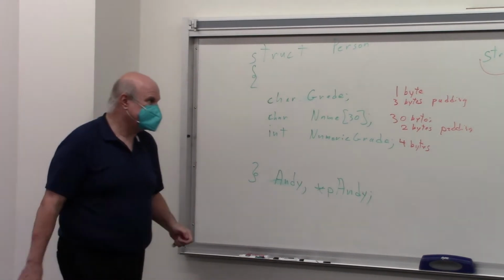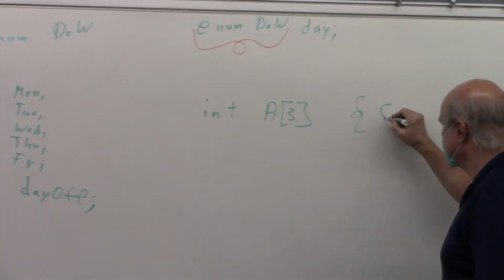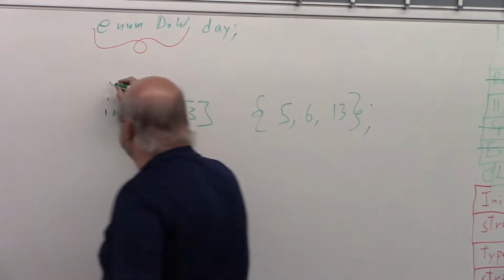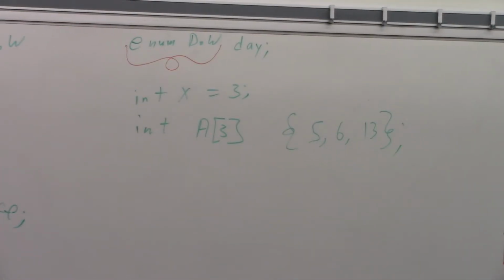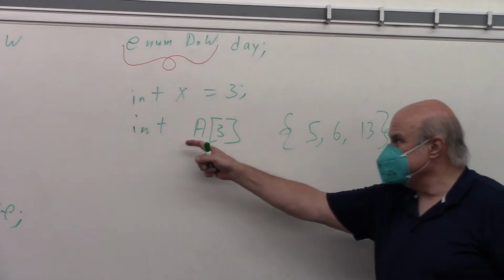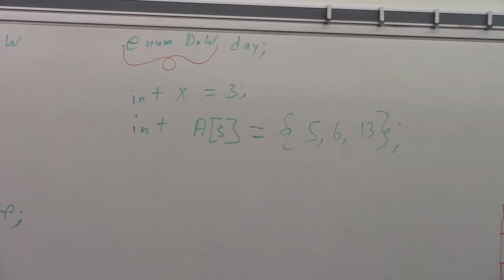Now, if you will remember, you can initialize an array, just like you can initialize an int. You can say int x is equal to 3. You can also assign values to an array after you've declared it via initialization. Everybody with me so far?